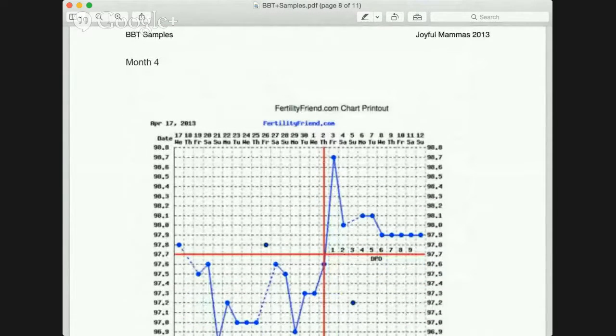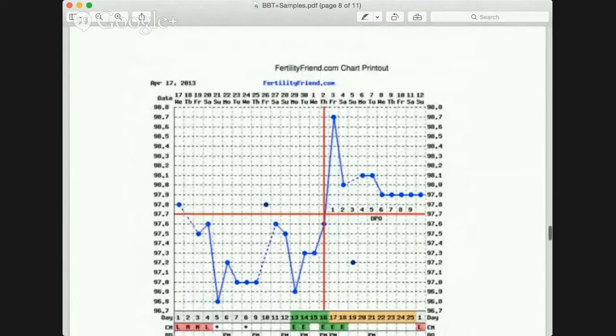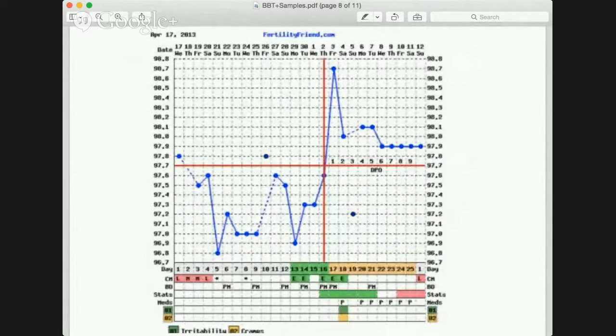This is the same client again. She had a better looking month this month. I think this was an earlier month, but she ovulated sooner, looking a lot more stable the second half of the cycle. So this was a bit better month, but a short luteal phase again.